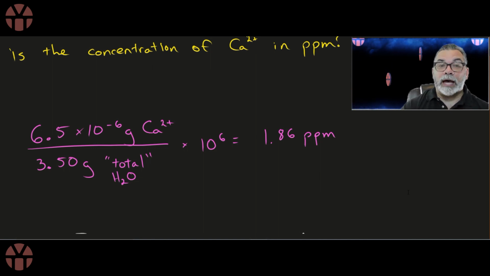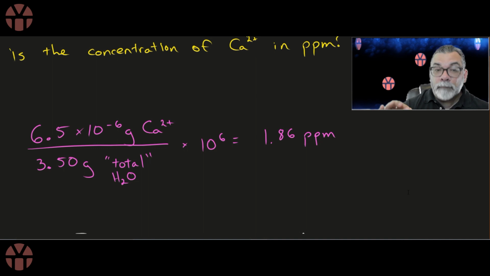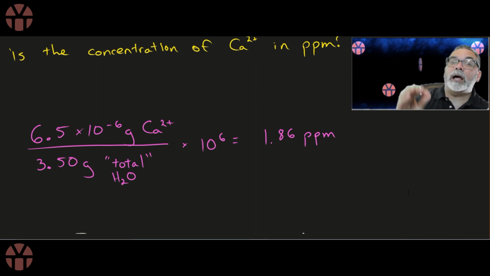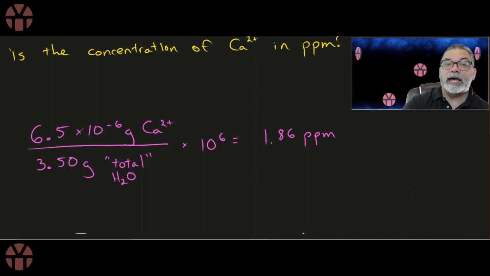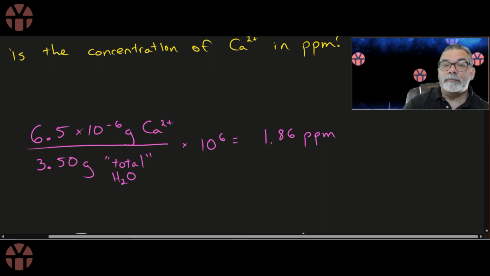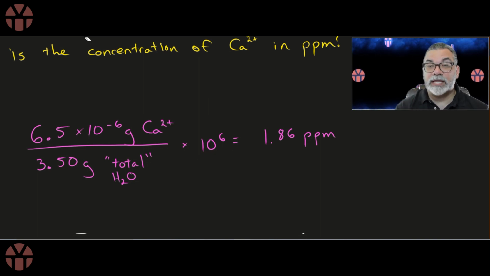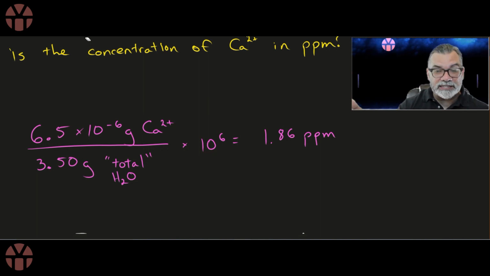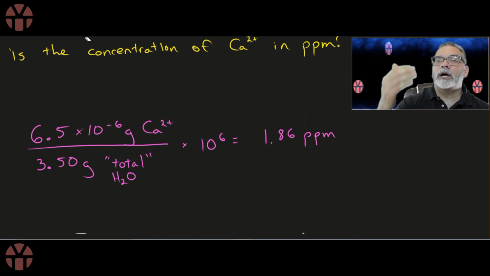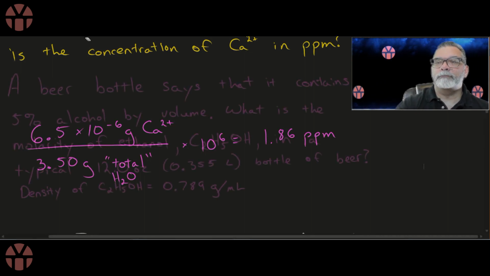And when we do that, we're going to get an itty bitty number. But to help us, we then multiply that number by the million. And when we multiply by the million, we get an answer that's going to be 1.86. Now, 1.86%? No, 1.86 parts per million.